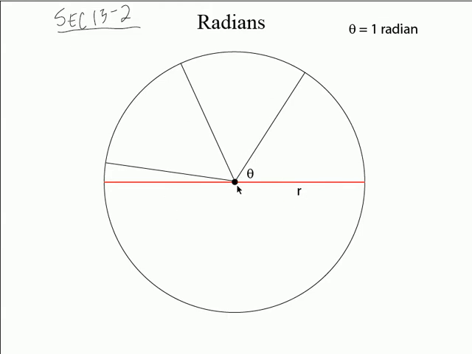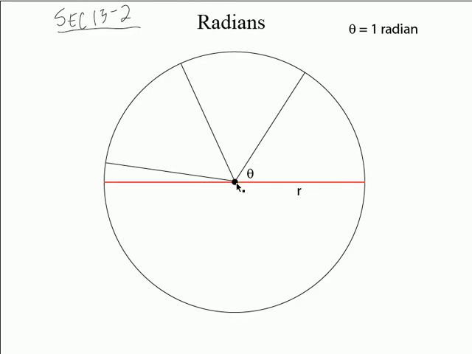So here we have a circle. From the center of the circle to this point right here would be a radius, as it's labeled, and it forms an angle. I could have a whole bunch of radii coming out from there. This forms an angle, we'll call it theta. Now here's what a radian is. It's not that hard to understand.